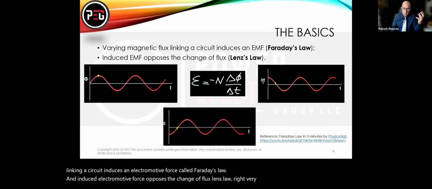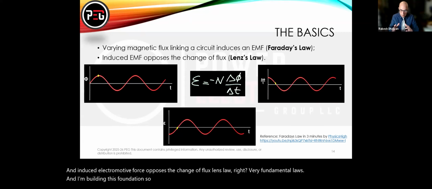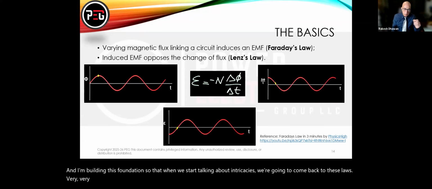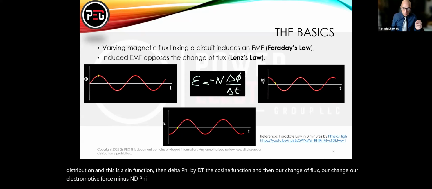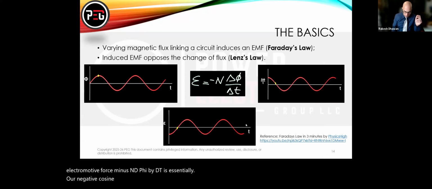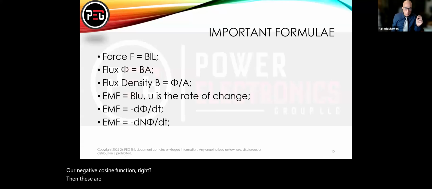Very fundamental laws. And I'm building this foundation so that when we start talking about intricacies, we're going to come back to these laws very, very frequently, right? So if I draw a sinusoidal distribution of flux with time, and this is a sine function, then d phi by dt is the cosine function. And then our electromotive force, minus N d phi by dt, is essentially a negative cosine function, right?